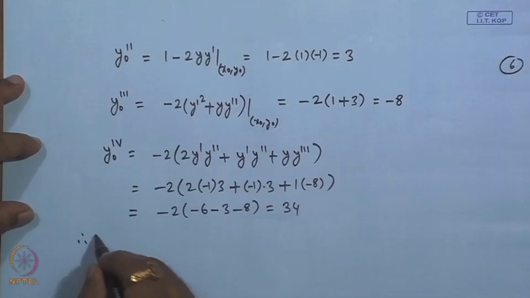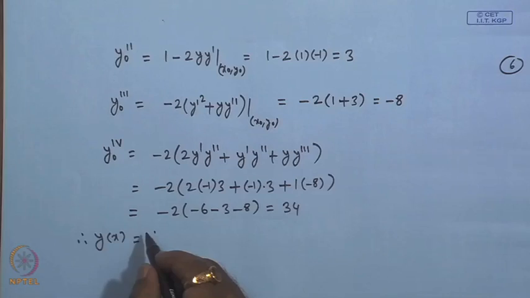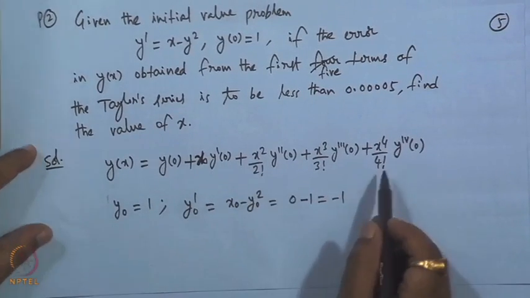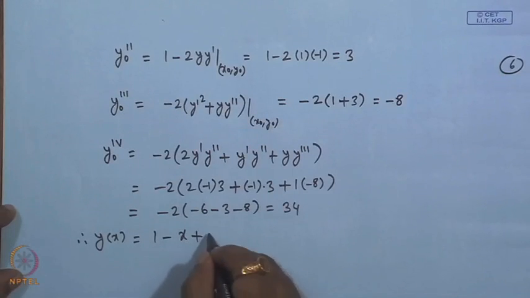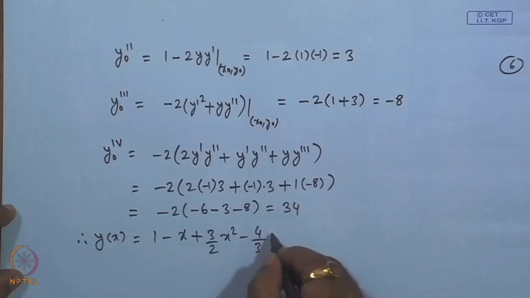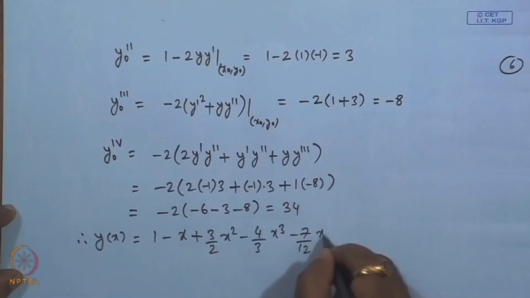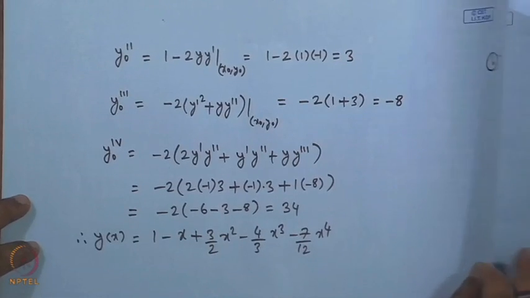So, therefore, y of x is, we have written already y 0 plus x y dash 0. So, by substituting we get 1 minus x plus 3 by 2 x square minus 4 by 3 x cube minus 7 by 12 x 4. So, this is using first 5 terms. Okay. Now, if this is the case, then what would be the error?